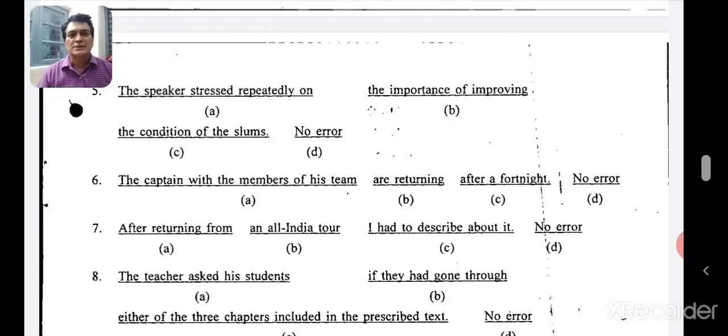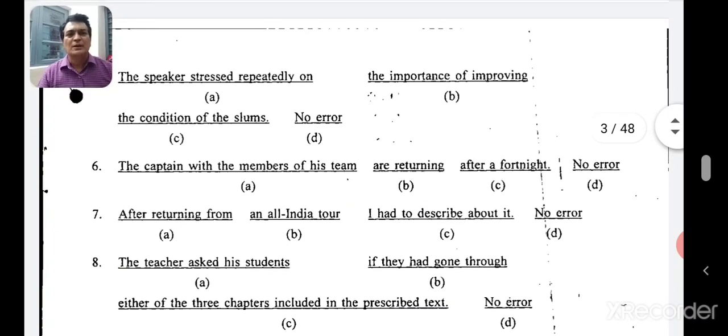Sixth one. The captain with the members of his team are returning after a fortnight. No error. After returning from an All India tour, I had to describe about it. No error. The teacher asked his students if they had gone through either of the 3 chapters included in the prescribed text. No error.